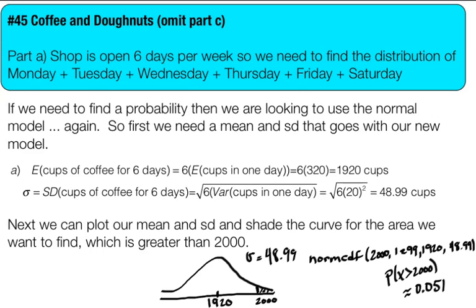It might happen occasionally, but in this case, our results said it should only happen maybe 5 times out of every 100 weeks. So if you have 50 weeks, you're looking at maybe 2 or 3 times a year that you get a week where you sell 2,000 cups of coffee.